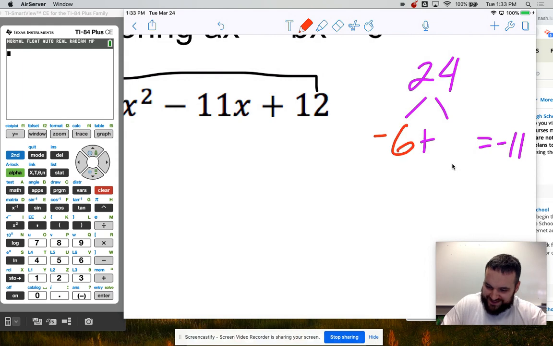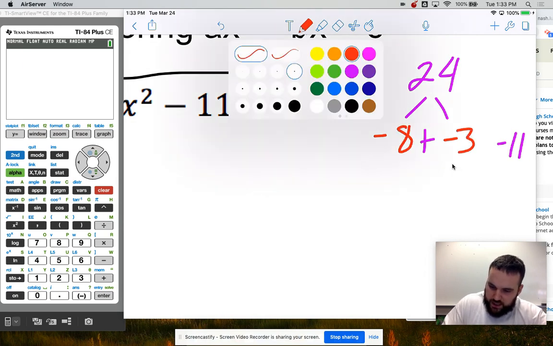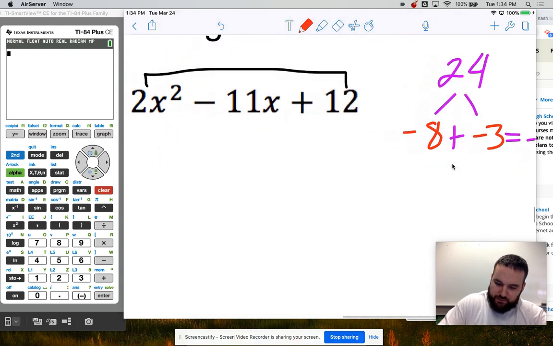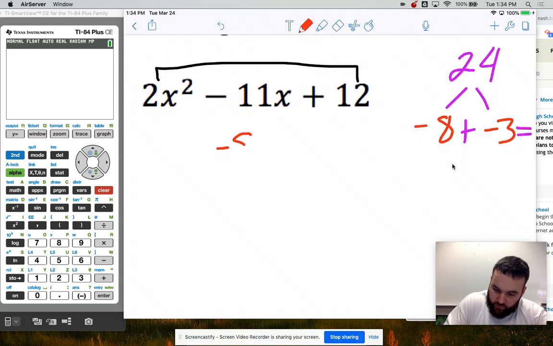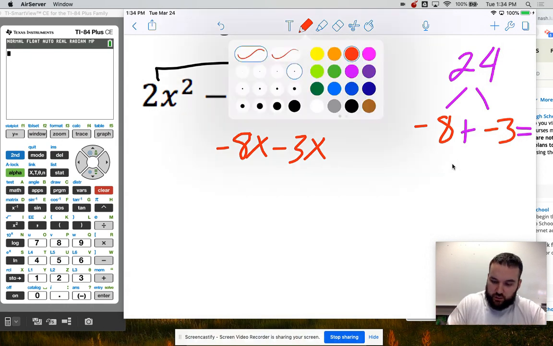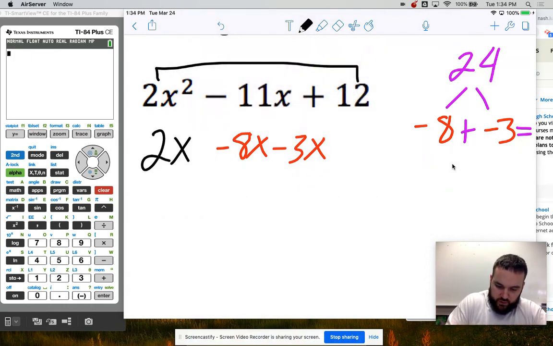So negative 6 and negative 4 I could try, but 6 and 4 make 10, not 11. I could try 8 and 3. And sure enough, those do add up to negative 11. So I'm going to replace minus 11x with minus 8x and minus 3x. Now, the order of these does not matter. I didn't mention that earlier, but if you put minus 3 first and minus 8 second, that's totally fine. So 2x squared minus 8x minus 3x plus 12.